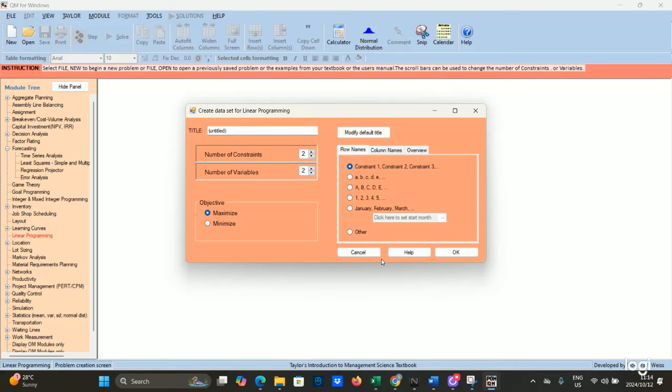Here is where you choose how to name your constraints. The default setting is to name the constraints as constraint 1, 2, 3 and so forth, or A, B, C, D, but that doesn't matter much because we're going to rename them anyway, right? And then here they are asking for the number of constraints, and then the number of variables.